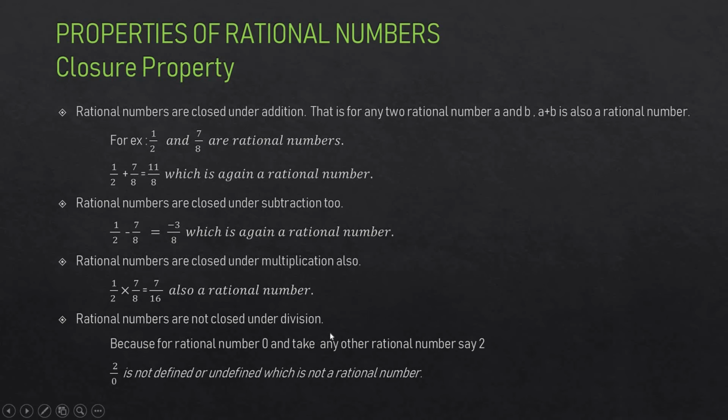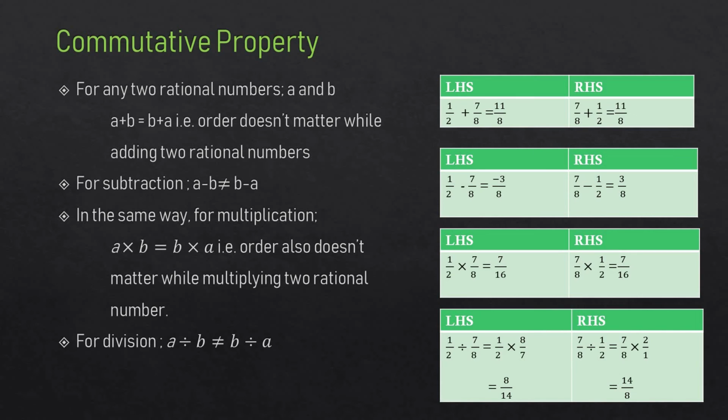Clear? Now next property is commutative property, a very easy property. Commutative property means that the order does not matter when you are doing any operation with 2 rational numbers. We will see first for addition that if you add any 2 rational numbers a plus b and b plus a, in any order, the answer is going to come the same. See, 1 by 2 plus 7 by 8, the answer is 11 by 8. Similarly 7 by 8 plus 1 by 2, answer is same, 11 by 8. That is, the order does not matter when you are adding 2 rational numbers.